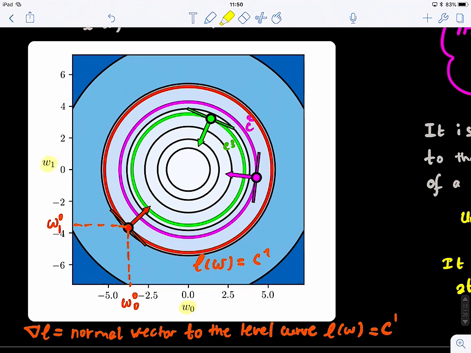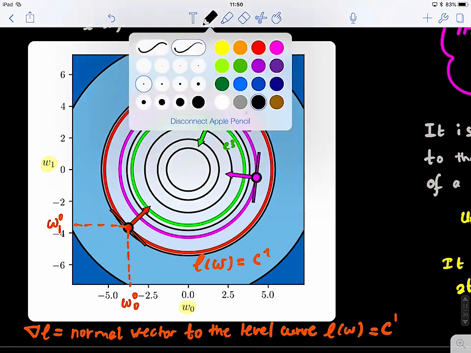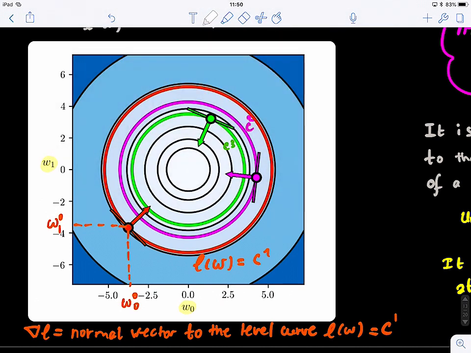As you can see, the values that the function is taking in the middle are very low because we have light blue. But as we go further, the blue becomes darker. So the dark regions right here represent areas where the function is taking high values. So in this direction, the loss function L of W decreases, and in the opposite direction it increases.